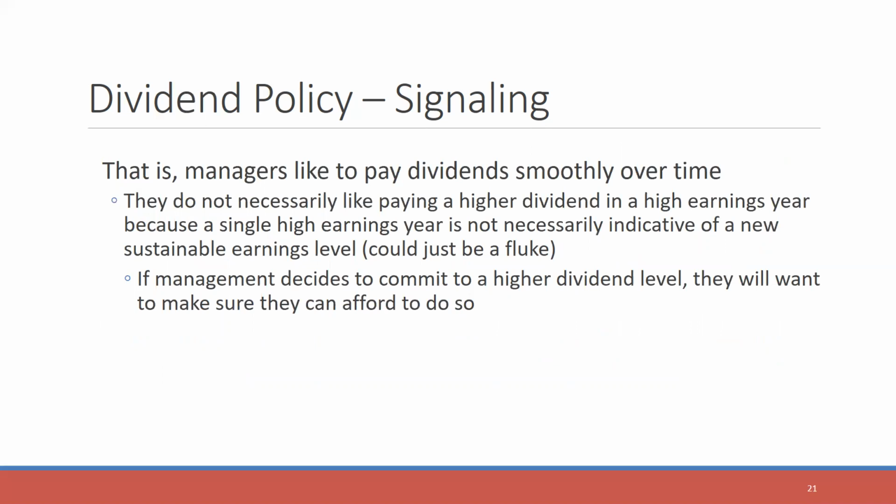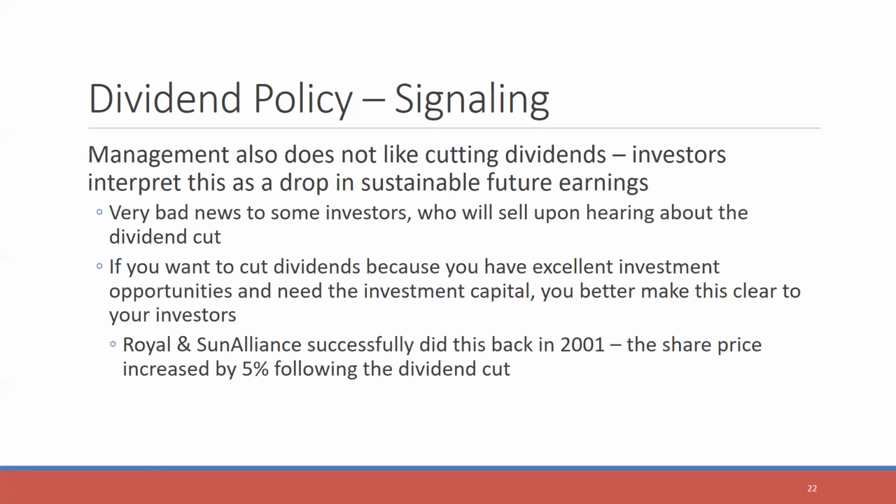Managers like to pay dividends that are smooth over time. They don't necessarily like paying a higher dividend with a higher earnings year because a single earnings year is not necessarily indicative of a new sustainable level of earnings. It could just be a fluke. So just because you had a good year doesn't mean you want to pay a bigger dividend unless it's a special dividend, because if you increase that dividend, at some point you may have to cut it, which you never want to do.